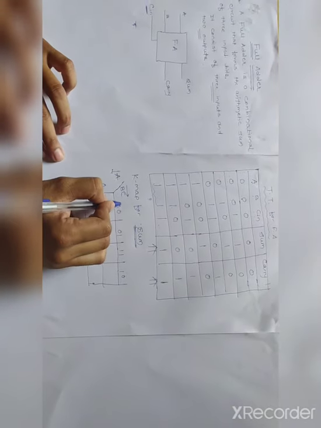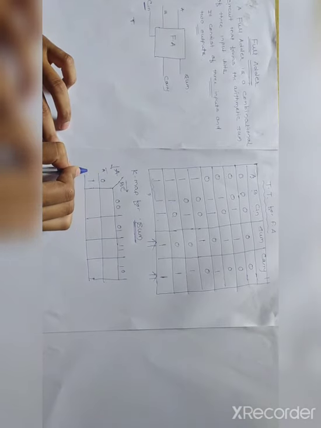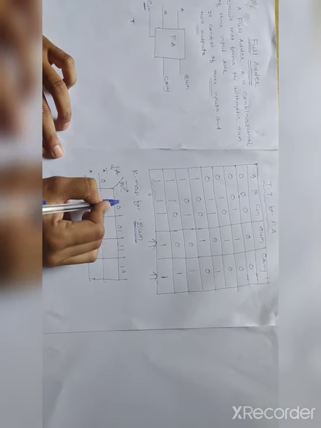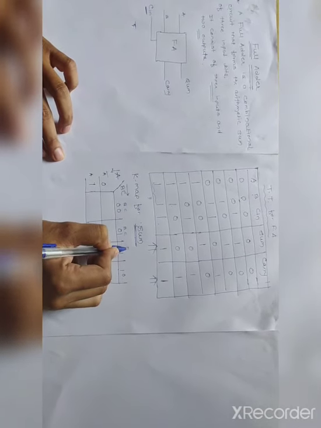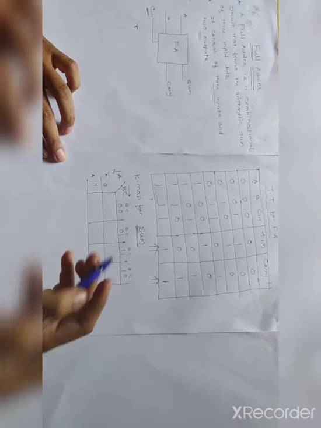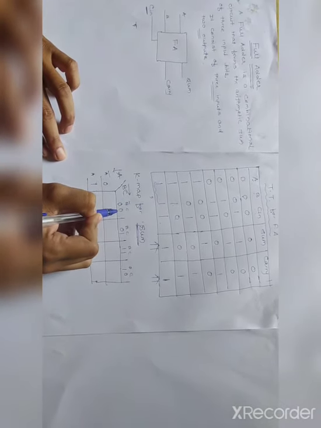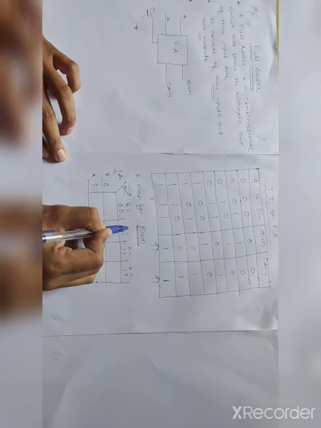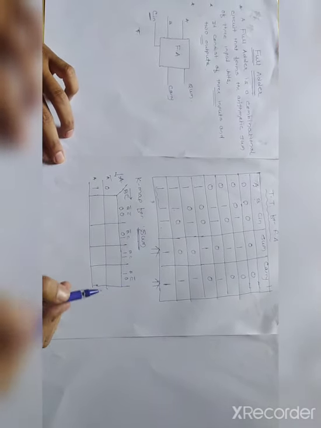Now I am taking the 0 to represent A bar. This is my value A. These are the values of my B, C, B, C, B, C, B, C. I am taking the sum of products form, so I am taking 0 for complement. For 0 only B bar. For 0 complement. Right?